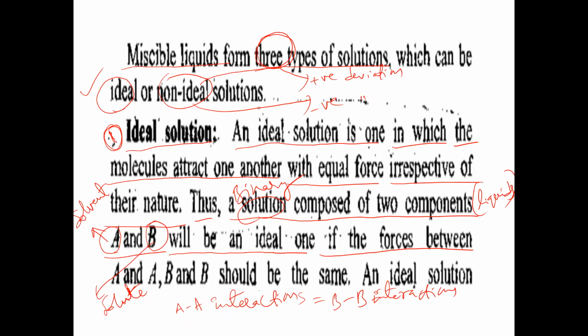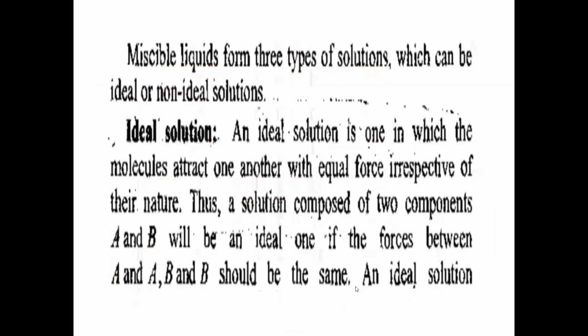If you take a small quantity of liquid A, many molecules will be there. Millions of liquid A molecules will be in a small quantity of liquid A. In a small quantity of liquid B also, there will be a large number of B molecules. Whatever the attraction force is between A and A, the same magnitude of attraction must be there between B and B. In that condition, when you mix liquid A and liquid B, we get an ideal solution.